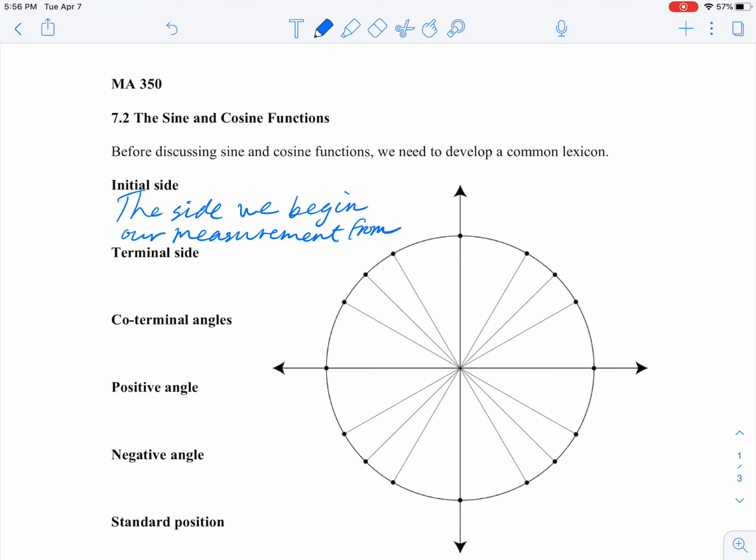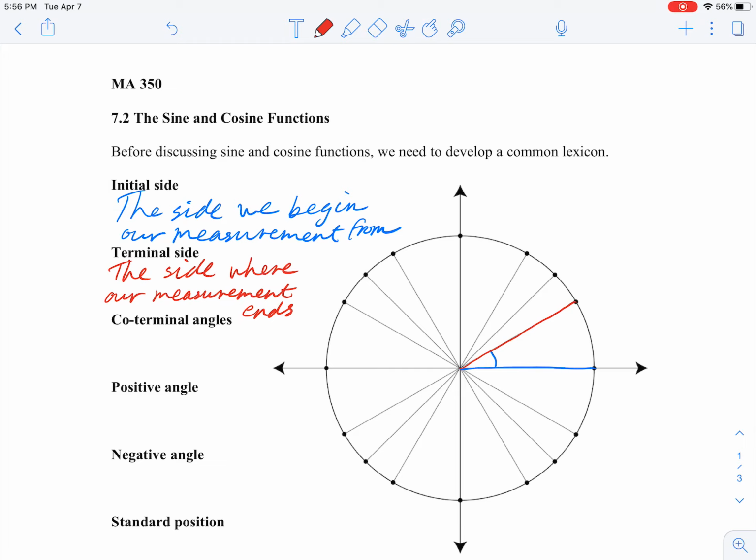For example, if we are considering that angle, our initial side exists there. Terminal side. The terminal side is the side of the angle where our measurement ends. In the angle shown, the terminal side would be right there.